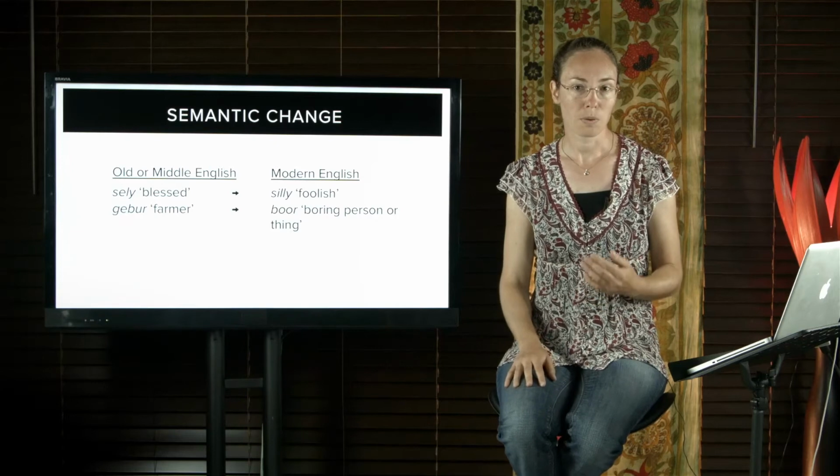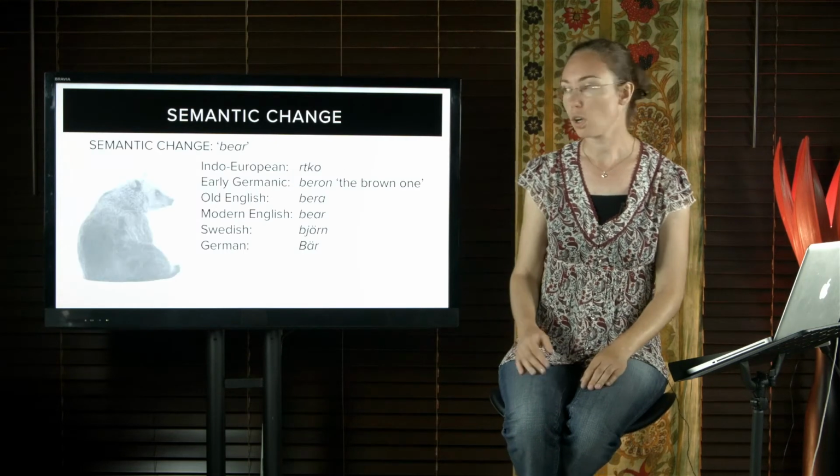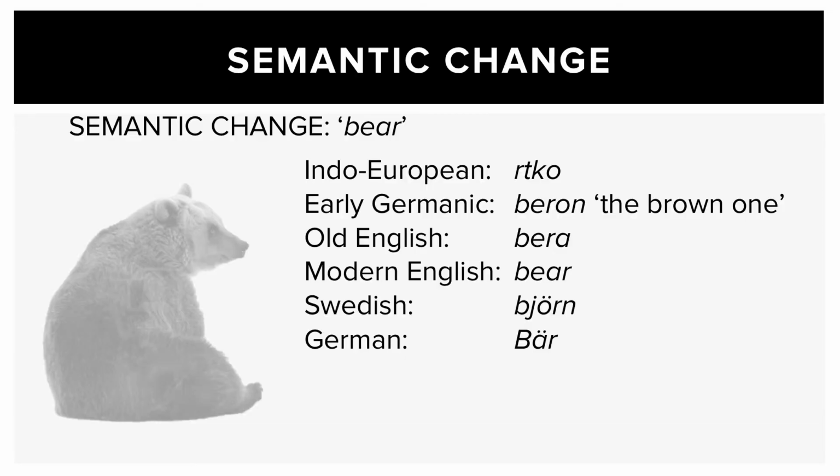So, for example, the original Indo-European word for bear was rutko. In Northern Europe, bears were common and very dangerous, and people were scared to even say the word for them. So in early Germanic, the word was avoided and people referred instead to beron, the brown one. This word came down to Old English as bera, then to Modern English as bear. It also came down to Swedish as bjorn and to German as bar.